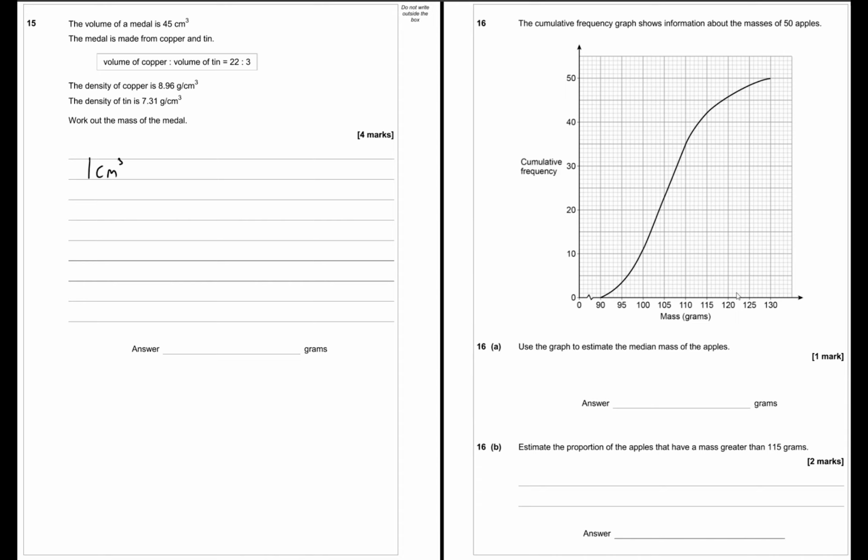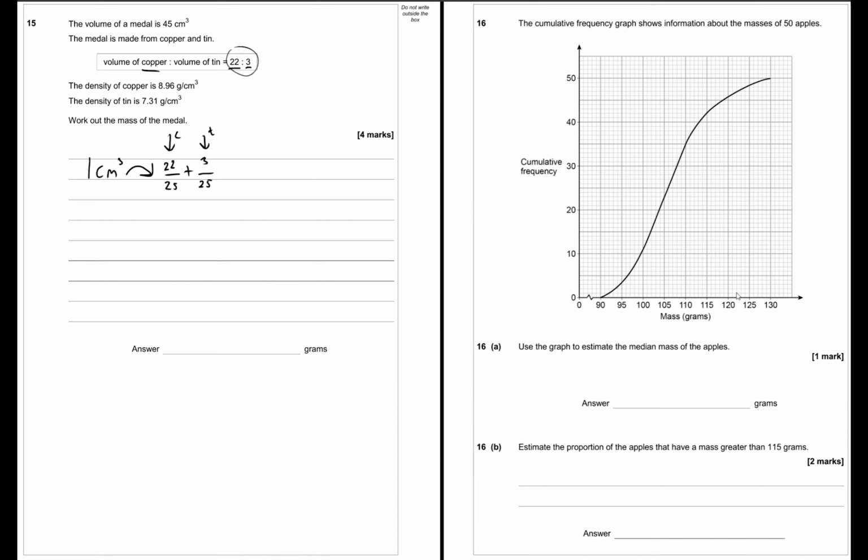So 1 centimeter cubed of this medal is going to be made up of 22 bits of copper and 3 bits of tin. So let's have a look. How many bits altogether do we have? It's a ratio, so it's going to be 22 plus 3, so it's going to be 25. And it's going to be 22 bits of copper, so let's put C for copper, and then 3 bits of tin. So that's the ratio we've got here.